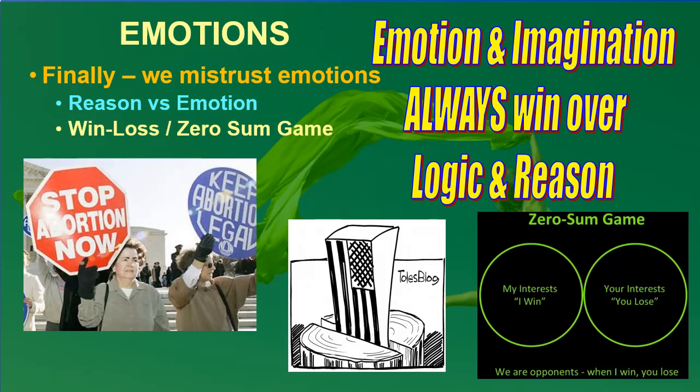So, even though we can see that emotions can cloud us, when you become aware of that, we mistrust our emotions and we try to look at things reasonably. But when you approach things as if they're a win-loss or a zero-sum game, there's only one winner, there's only one loser. These are what the wedge issues are about in politics. It's either one or the other, and this is where our emotions take over.